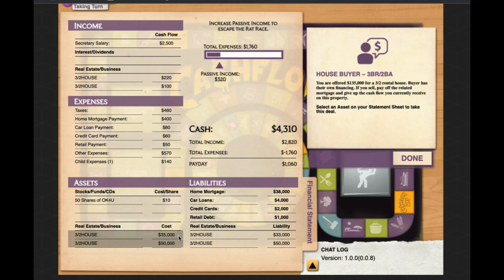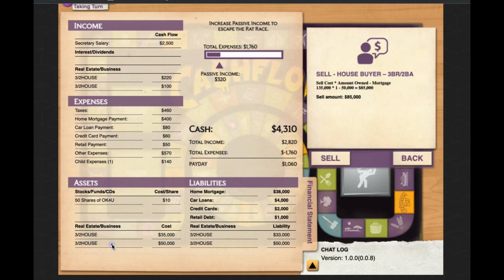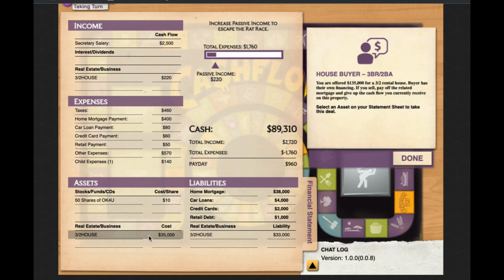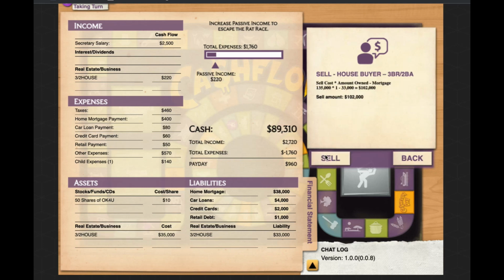All right, so here's a good thing. I bought these houses for $35,000 and $50,000. They have together a $320 cash flow, but now I can sell them. I'm offered $135,000 per unit. So when this card pops up, you see they're shaded here. What I'm gonna do is select it. I pay back the mortgage, and I'm left with the equity. So that's $85,000 for that one, and this is $102,000.